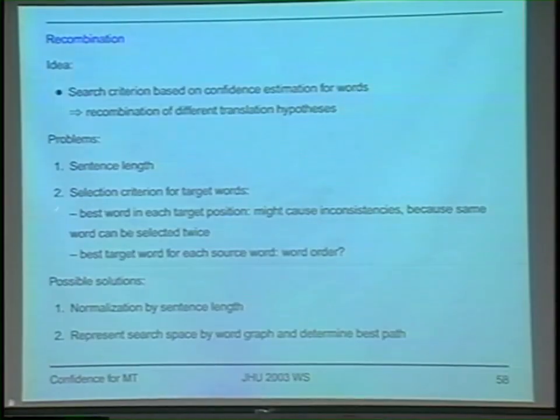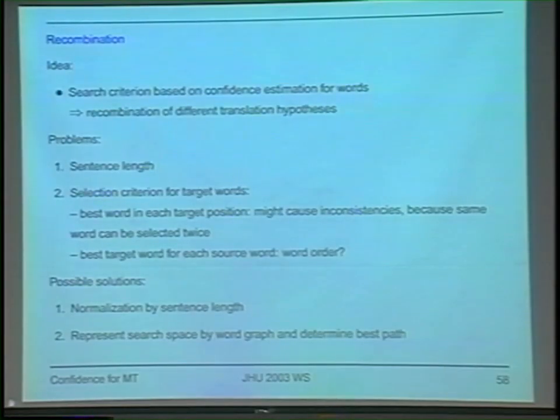Like, for example, the sentence length has to be determined somehow. And if we only look at the confidence estimation as probabilities, for example, like posterior probability or something, it'll tend to prefer shorter hypotheses, of course, because we multiply a lot of small probabilities, and so it will always tend to prefer shorter hypotheses. So one solution to this might be to normalize by the sentence length.